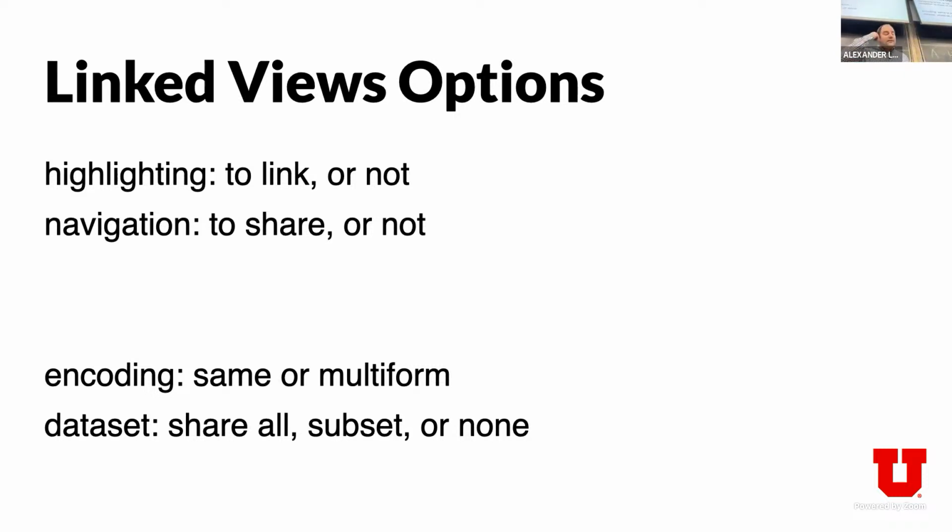the first option here is, what do we want to link? Is it the highlighting or maybe the filtering? Do we want to link that or not? Or is it the navigation? Do we want to link that, to share that or not? And if it is, then we also have the question: do we choose the same encoding or a multiform encoding? Or again, the data set, do we share all, a subset, or none of them?